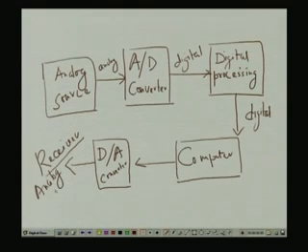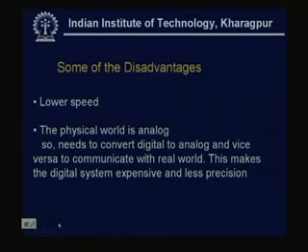So, see, I need this conversion and this conversion. So, this is somewhere, that is why it is called expensive. So, to communicate with the real world, the digital system is expensive and has less precision. Okay.